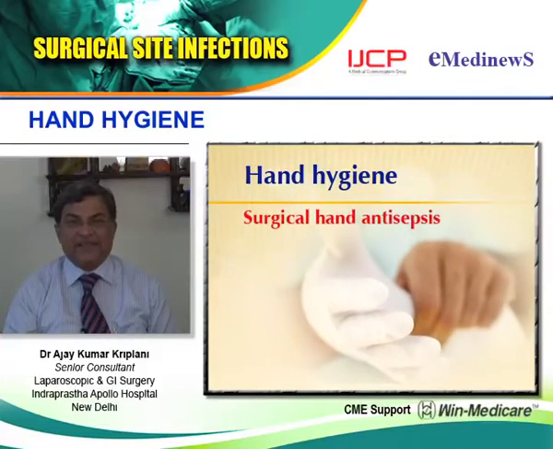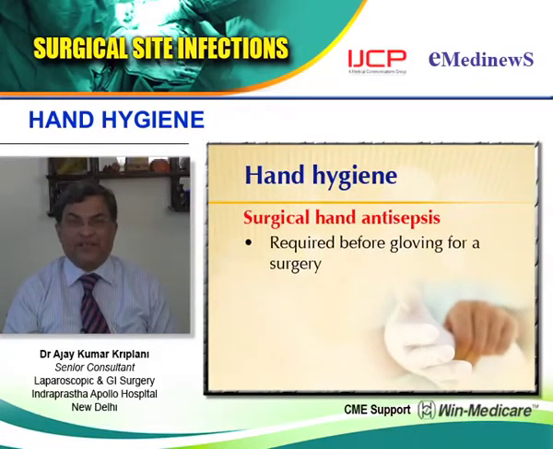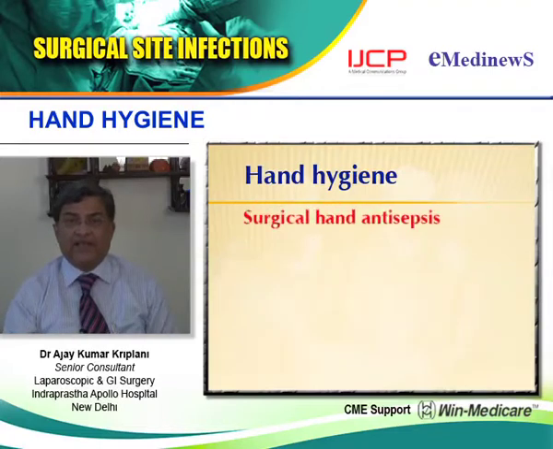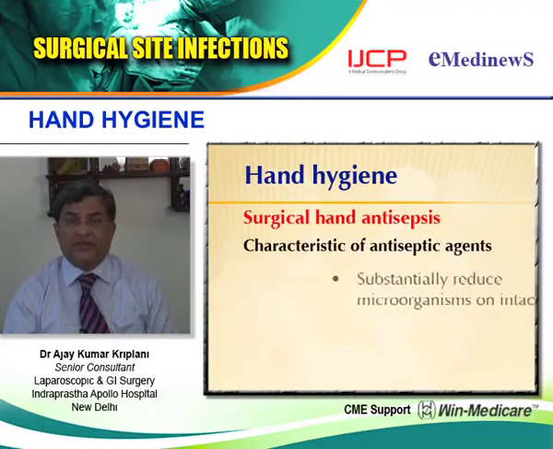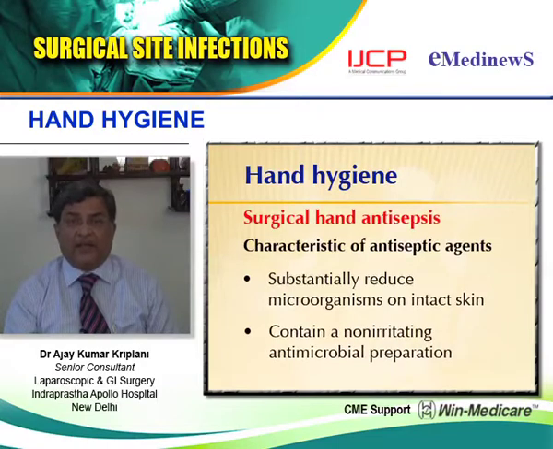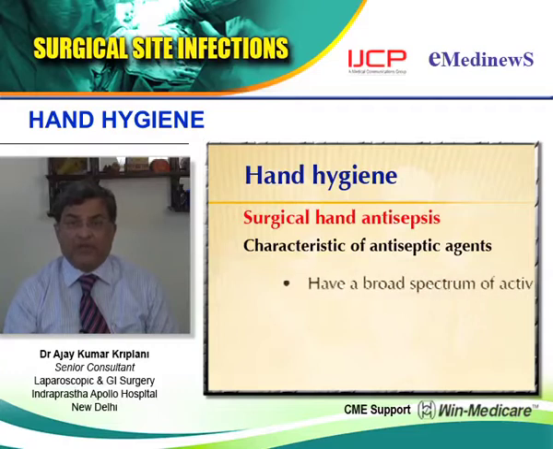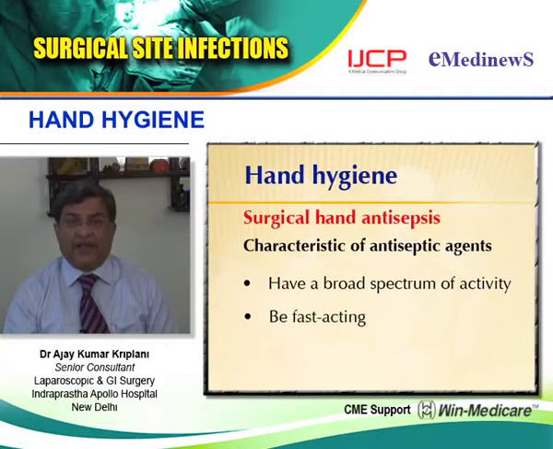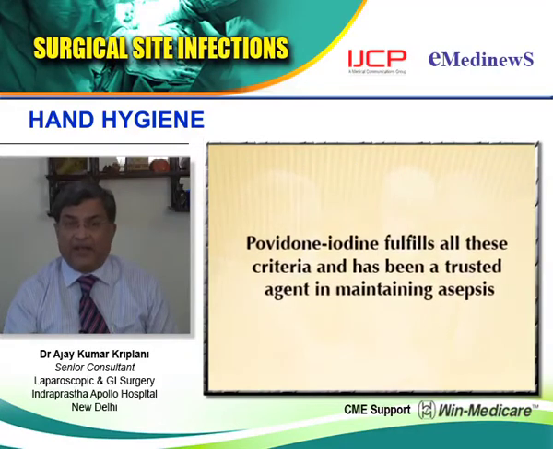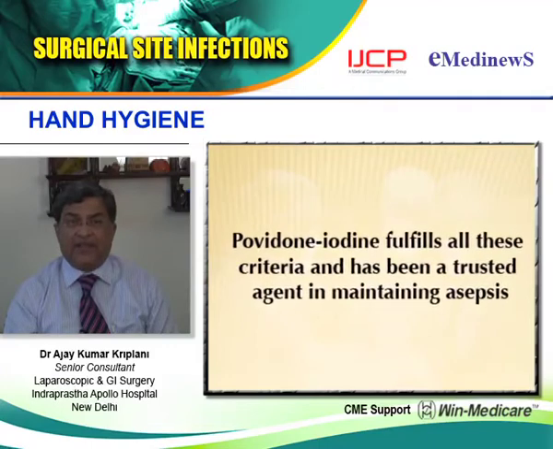Surgical hand asepsis is required before gloving for a surgical procedure. It eliminates transient flora and reduces resident flora for the duration of the procedure to prevent introduction of organisms into the operative wound if gloves become punctured or torn. Antiseptic agents used for surgical hand asepsis should substantially reduce microorganisms on intact skin, contain a non-irritating antimicrobial preparation, have a broad spectrum of activity, be fast-acting and have a persistent effect. Povidone fulfills all these criteria and has been a trusted agent in maintaining asepsis.